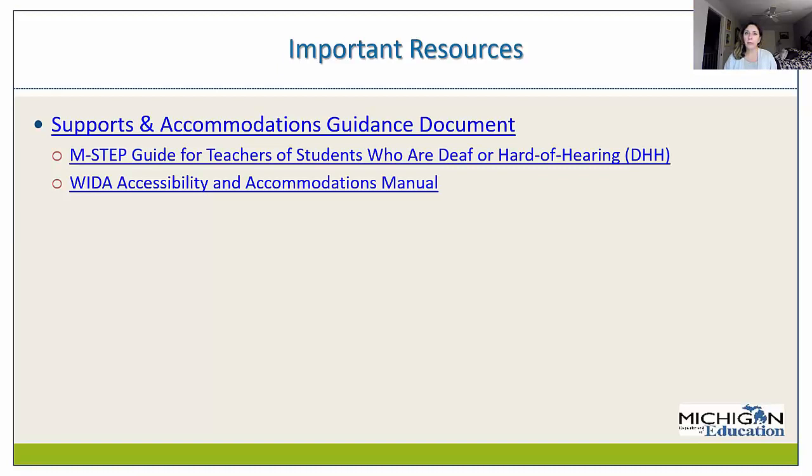I want to point everyone to some important resources that we have on our web pages. One of the most important documents that you should be aware of is the Supports and Accommodations Guidance document. You can find this on any of the assessment web pages, in fact, under the Supports and Accommodations section on that page.